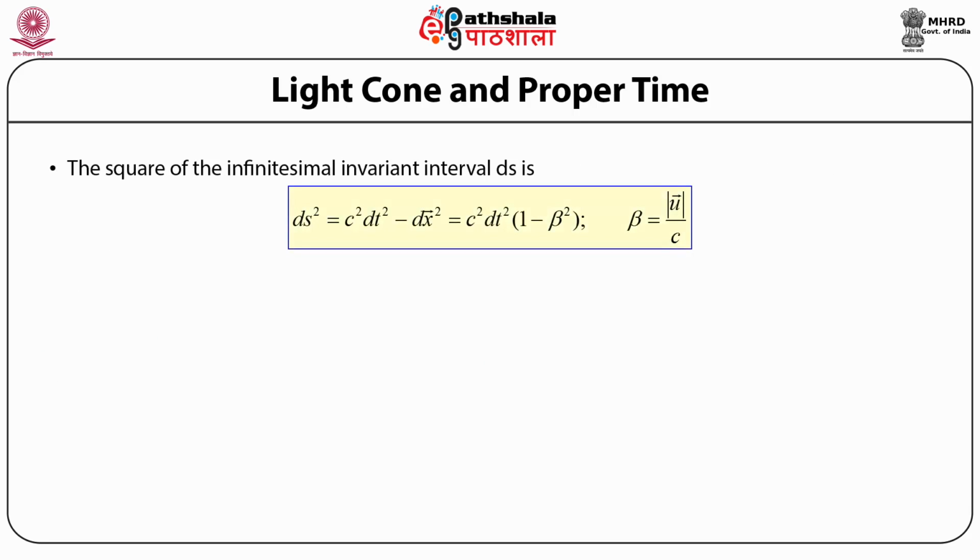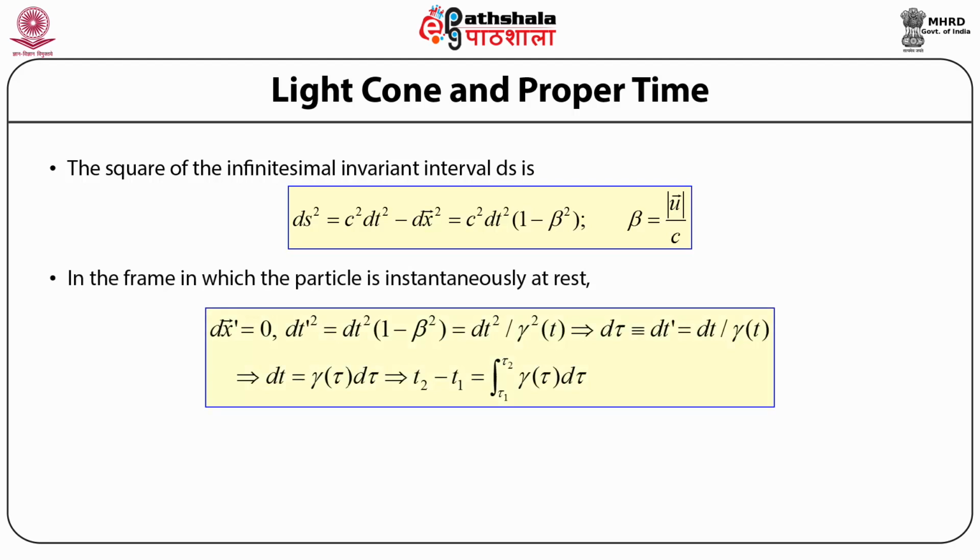Now the square of the infinitesimal invariant interval ds is ds² = c² dt² − d**x**², and this can then be written as c² dt² (1 − β²), where β is equal to the modulus of the velocity vector u divided by the speed of light c.